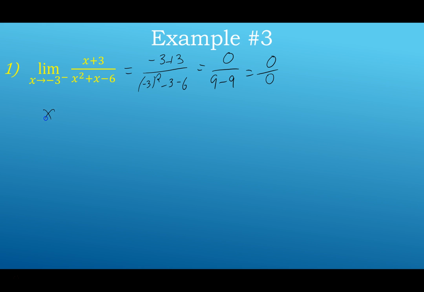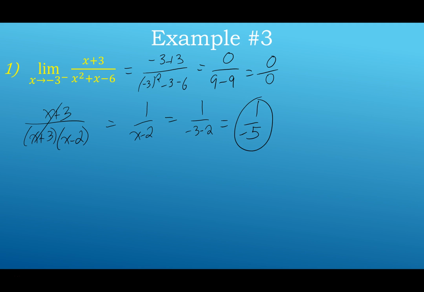So when we factor, the top is just x plus 3. We factor the bottom, we get x plus 3 and an x minus 2, leaving 1 over x minus 2. Well, if I plug in negative 3 now, as you can see, you get negative 1/5. This isn't an infinite limit.